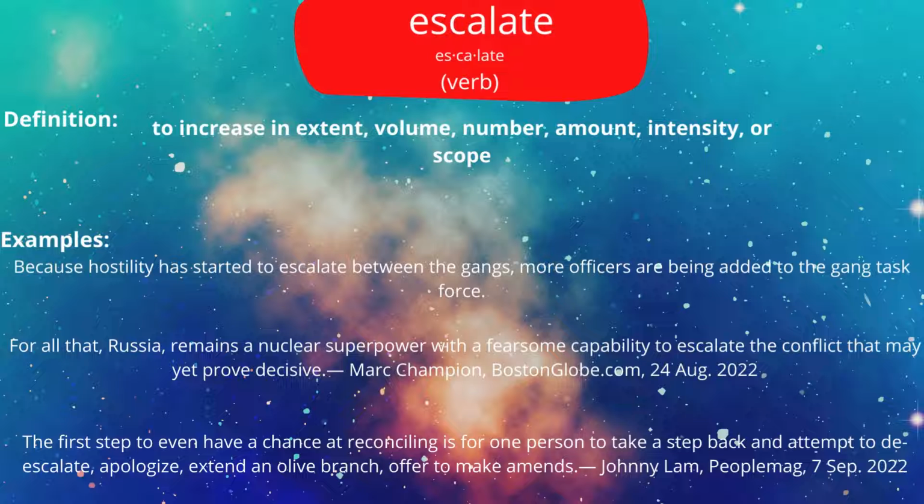And last but not least here, we have: the first step to even have a chance at reconciling is for one person to take a step back and attempt to de-escalate, apologize, extend an olive branch, offer to make amends. Johnny Lamb, People Mag, 7th of September 2022. So, first of all, reconciling. This means making up. So, let's say you had a falling out with your friend. You're no longer friends for a very short period of time, and then you reconcile, so you are friends again.